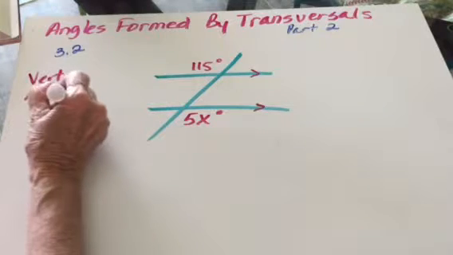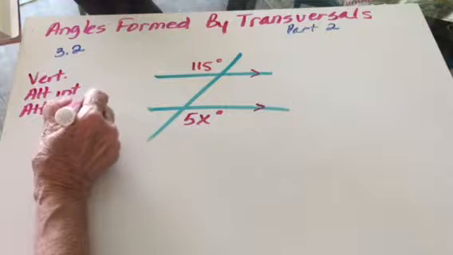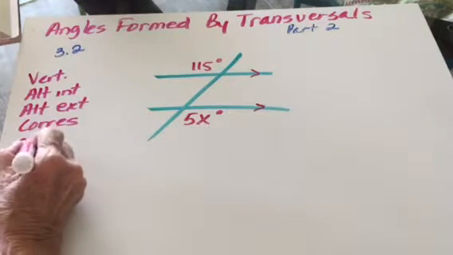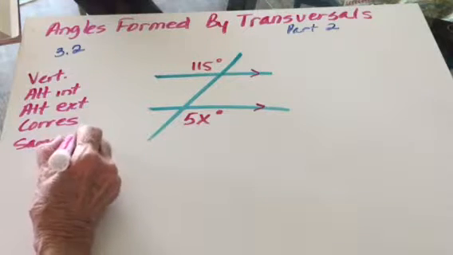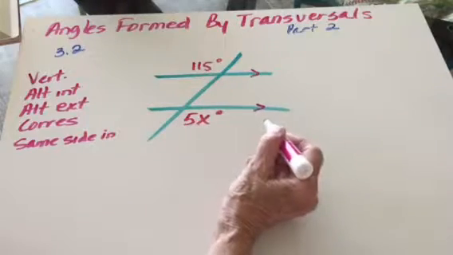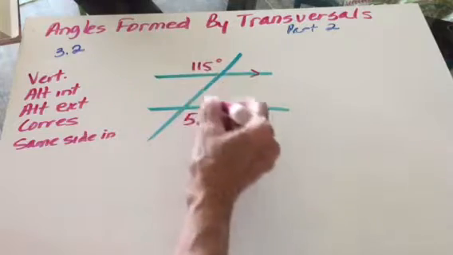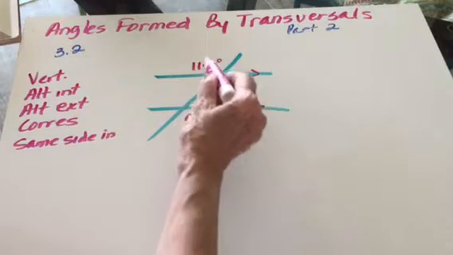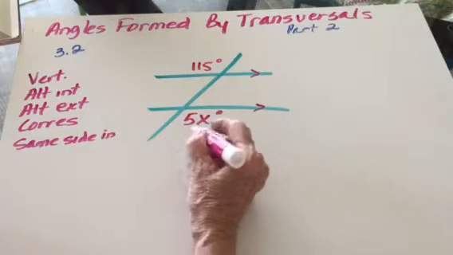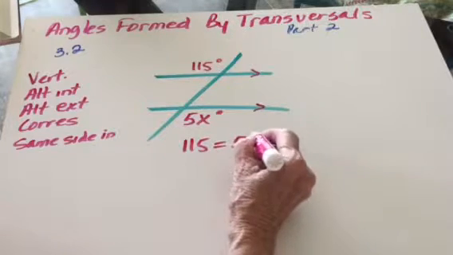Alternate interior, alternate exterior, corresponding, or same side interior. Okay? Well, what are these angles? Or are they anything? Well, they are. They're alternate exterior angles. That means that this equals this. How do I write that algebraically? Well, I go 115 equals 5x.